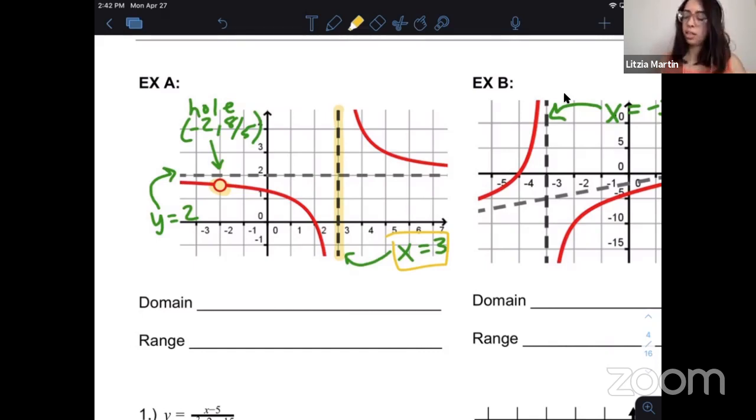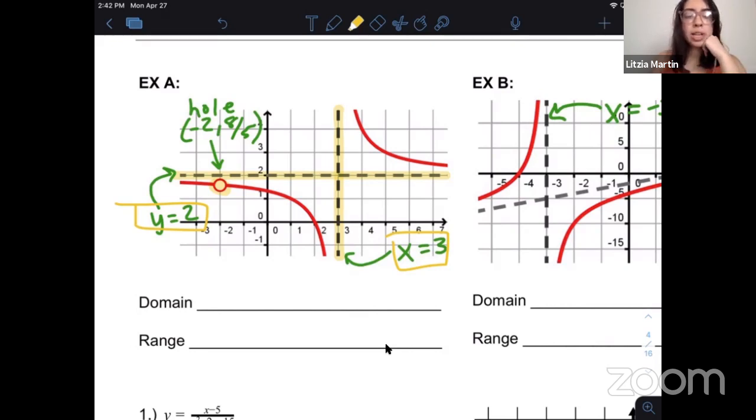And then lastly, we have the horizontal or oblique asymptote. And in this case, the horizontal asymptote is y equals 2. So we have that horizontal line right across. So those are the 3 things that we call the discontinuities. And there's specific kinds of discontinuities that we could have.